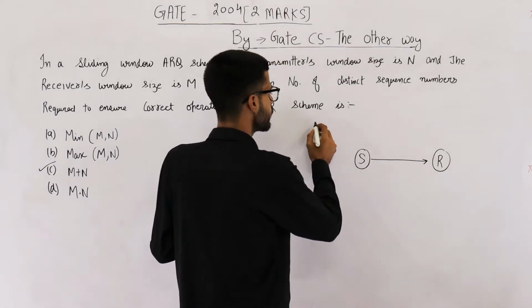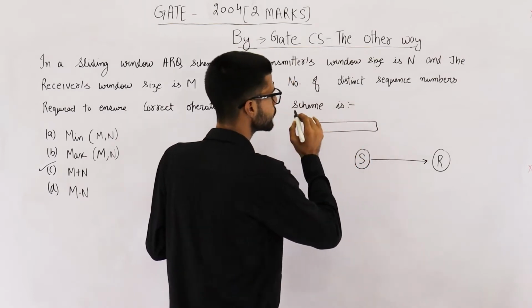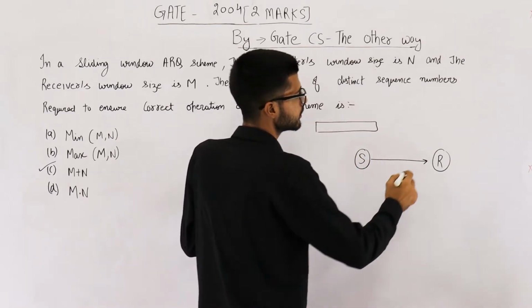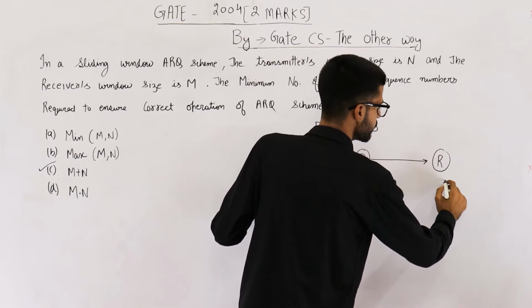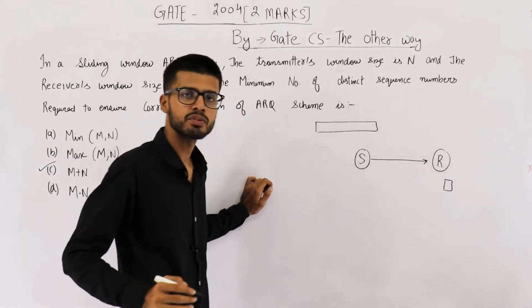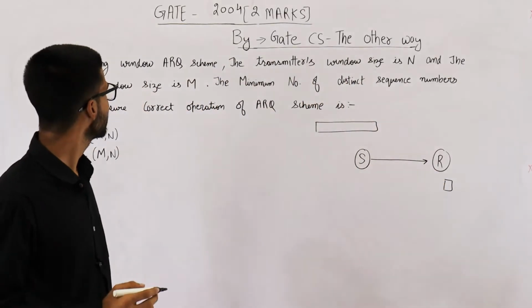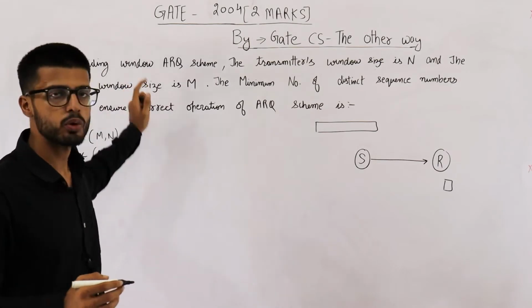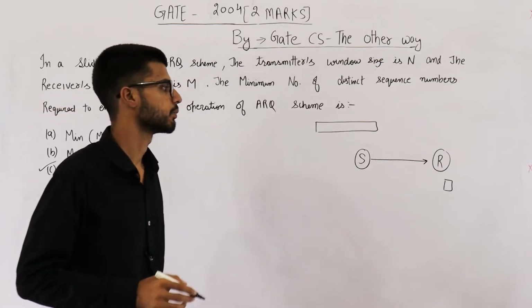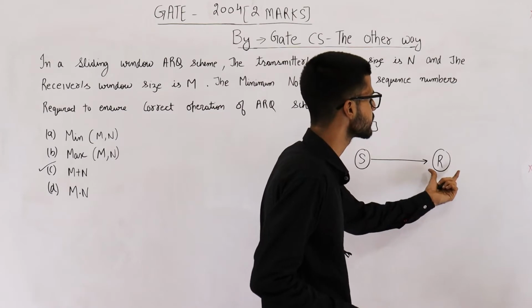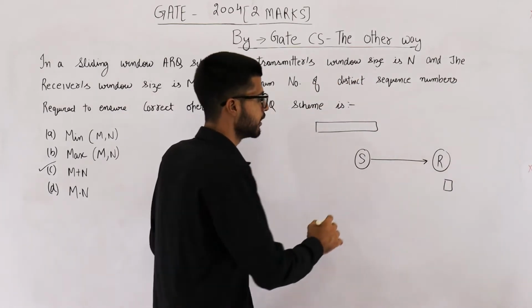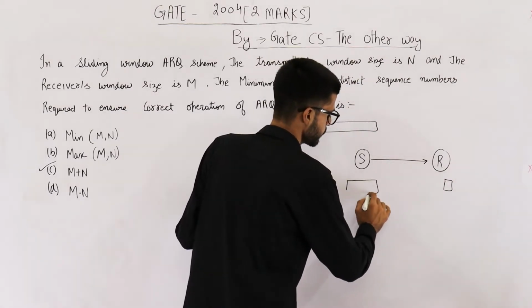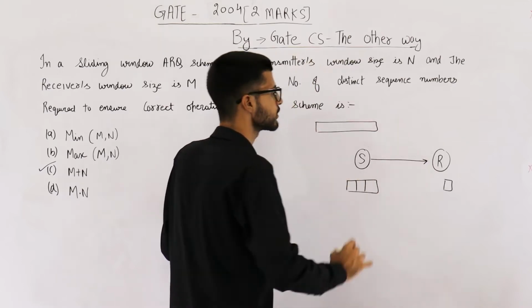Suppose sender wants to send this data and receiver is having the window size of 1. Receiver's window size is 1 means we are using sliding window protocol of the type go back n, because in go back n always the receiver's window size will be 1 and here the window size is n. Suppose value of n is 3.